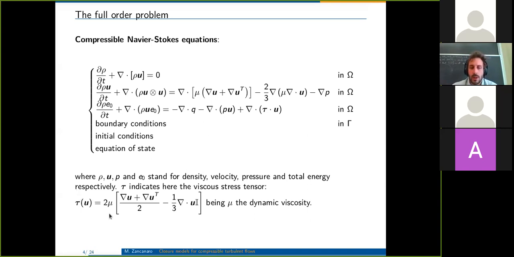So here we are using this tau of u that is actually the viscous stress tensor. And I just put it here to underline that in this tensor we are using a Stokes hypothesis for Newtonian fluids. So this is not a formulation that works for every kind of fluid, but just for Newtonian ones.